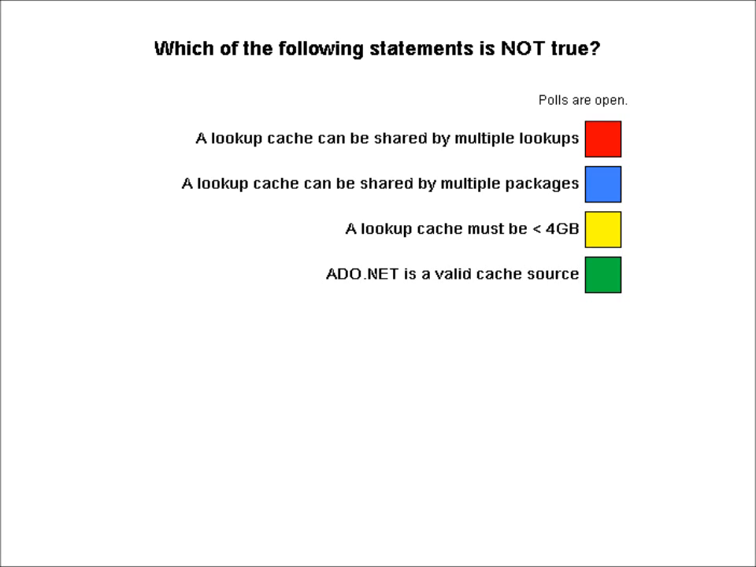And that is one of the changes in Integration Services 2008. You can reference a data set larger than 4 GB in both the 32 and the 64-bit. So again, in both the 32 and 64-bit, you can now go larger than 4 gig. So where it says a lookup cache must be less than 4 gig, that is not true because you can now go larger than 4 gig.